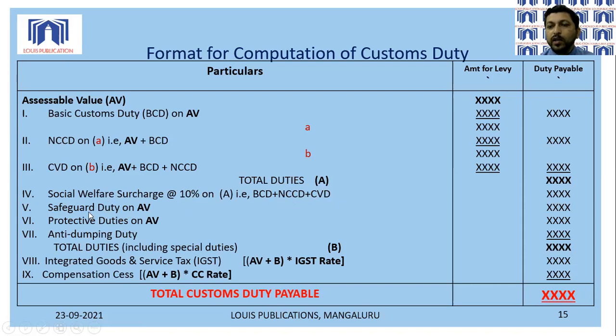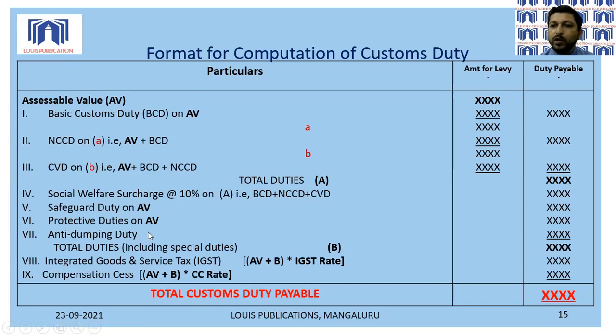And safeguard duty, if the amount is given, we will take the amount. If just the percentage is given, then it is always calculated on the assessable value, safeguard duty on assessable value. Similarly, protective duty, if the amount is given, we will take that amount. If the amount is not given, percentage is given, we will always take it on the assessable value.